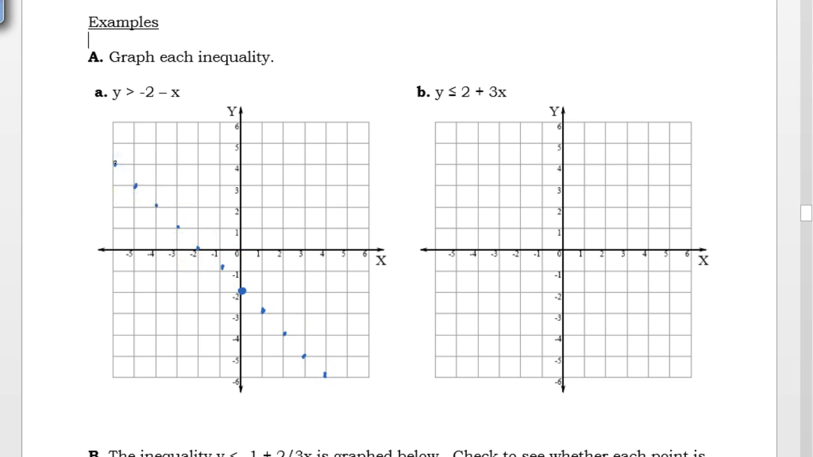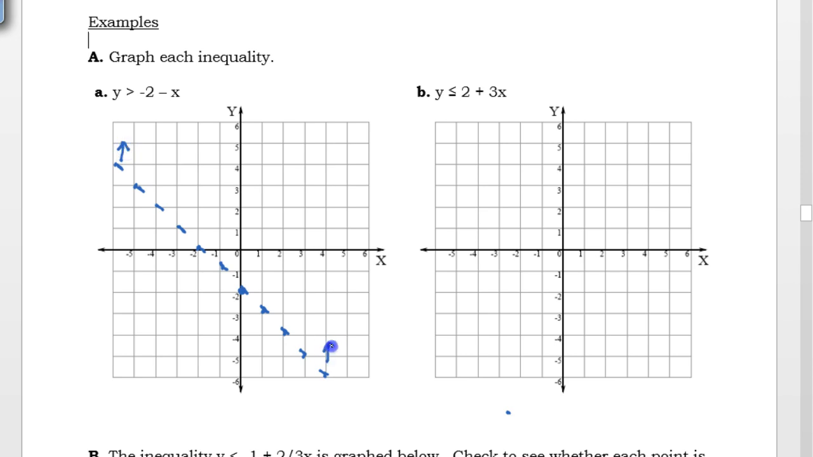Now this is a greater than symbol, meaning that I would not draw a line. I wouldn't connect these points. If I wanted to emphasize it a little bit more, I could make a dotted line, but I do not draw a line unless I see the or equal to line. With the line, draw a line. Without the line, leave it a dotted line. Now I also know that this is a greater than, so I would shade above.